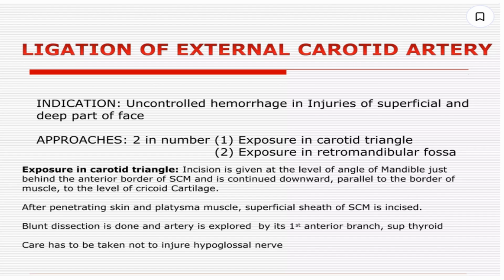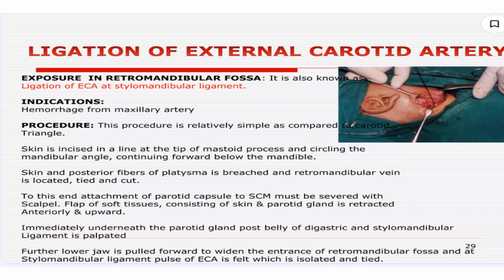After penetrating skin, platysma muscle and superficial sheath of the sternocleidomastoid is incised. Blunt dissection is done and the artery is explored by its first anterior branch, that is superior thyroid artery. Care is taken not to injure the hypoglossal nerve. So the second method is exposure in the retromandibular fossa. It is also known as ligation of the external carotid artery at the stylomandibular ligament. The indication is hemorrhage from the maxillary artery.